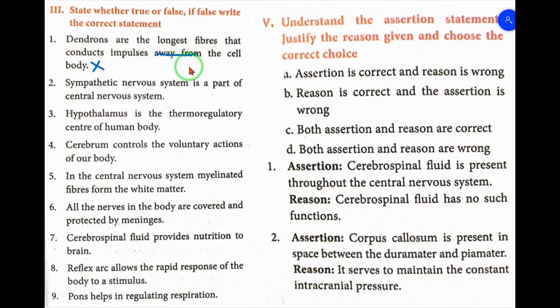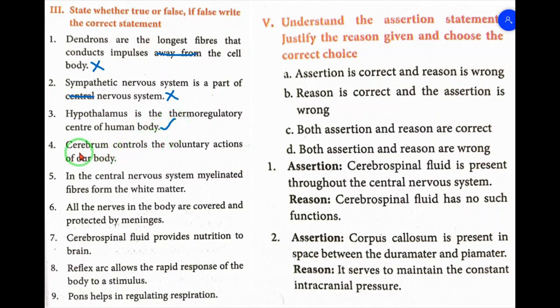Number 2. Sympathetic nervous system is a part of central nervous system. This is also false. Correct answer is sympathetic nervous system is a part of autonomous nervous system. Central you strike out. So answer is autonomous nervous system. Number 3. Hypothalamus is the thermoregulatory center of human body. This is true.